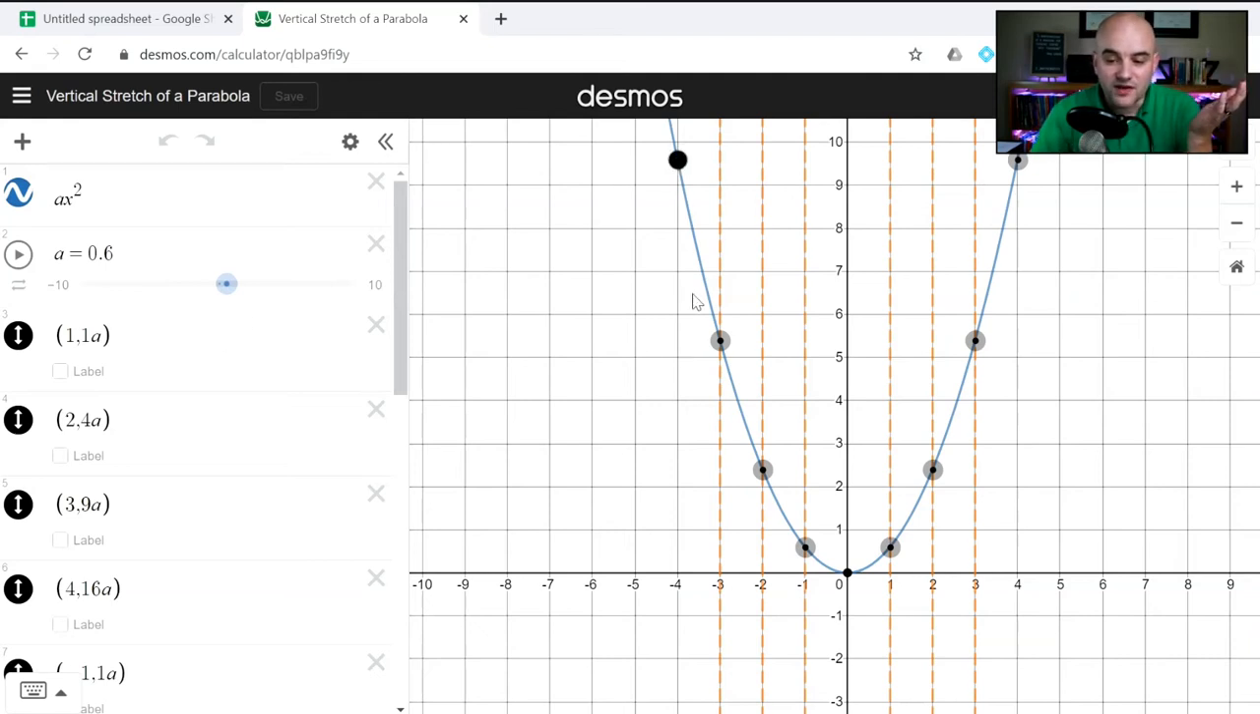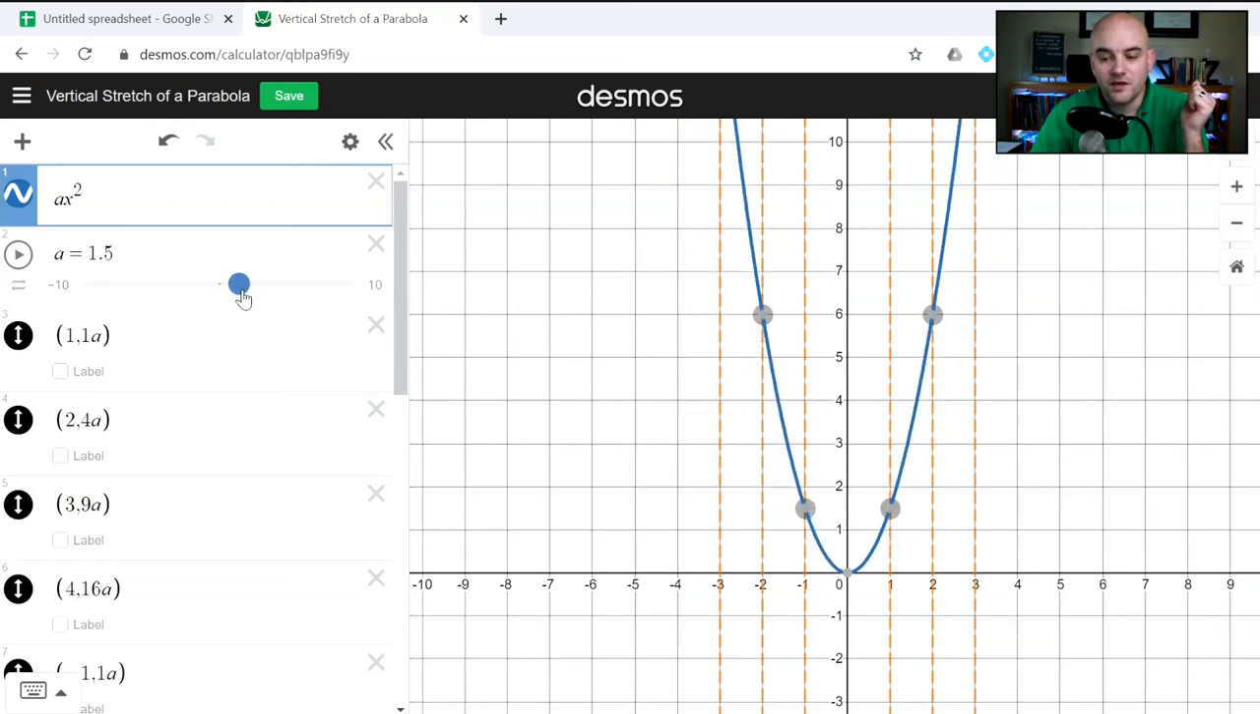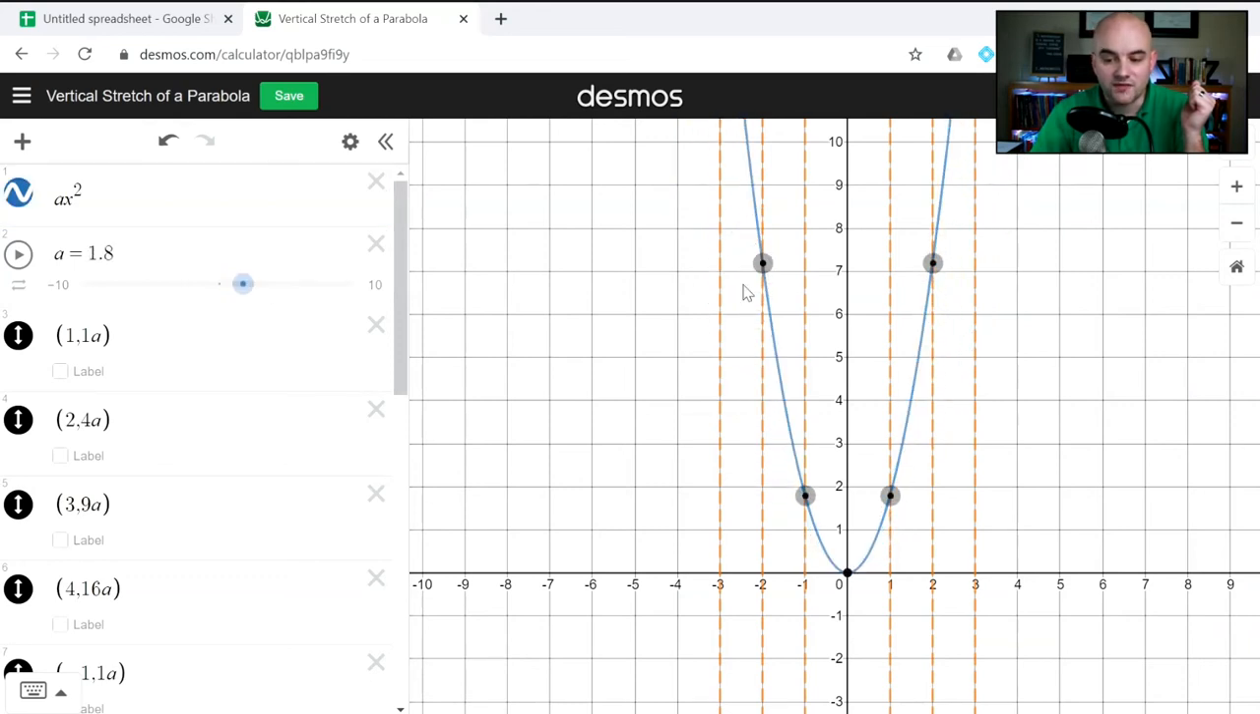What I've done is I've got this parabola and some points on it. And I'm going to change the value of a, that coefficient to the ax squared term there. As I make a larger, notice what's happening to those points that have kind of stuck onto the parabola. They're not moving left or right. They're not moving inward.